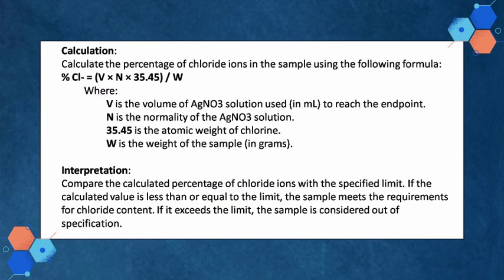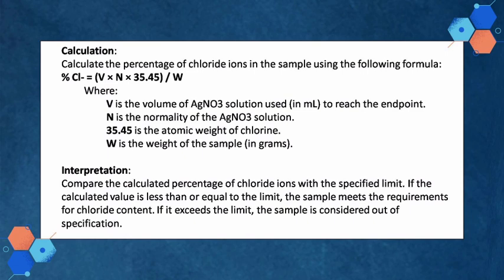Calculation. Calculate the percentage of chloride ions in the sample using the following formula. Percentage of Cl- equals V times N times 35.45 divided by W, where V is the volume of AgNO3 solution used, in milliliter, to reach the endpoint. N is the normality of the AgNO3 solution. 35.45 is the atomic weight of chlorine. W is the weight of the sample, in grams.